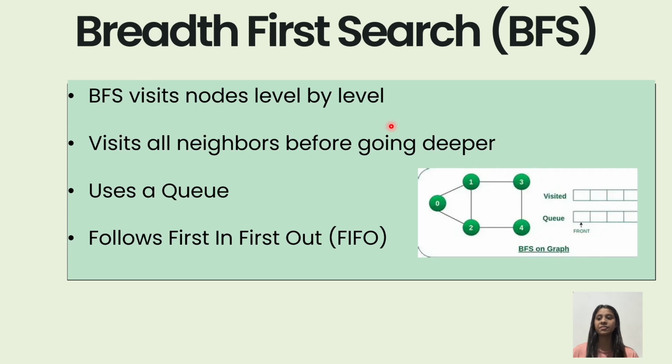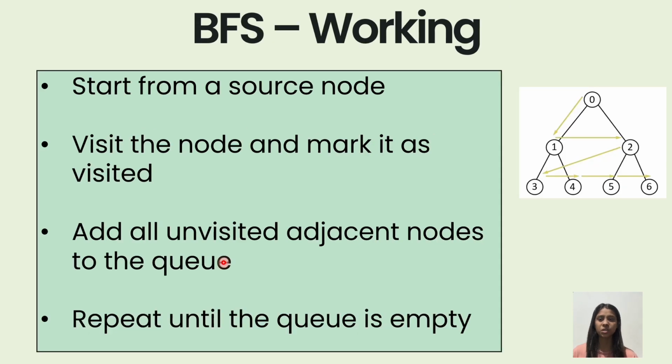Behind the scenes, BFS uses something called a queue. Basically, first one in, first one out. And also, one important thing about BFS is if you're trying to find the shortest path, BFS is your best friend. So now, to understand BFS, let's see how it works.